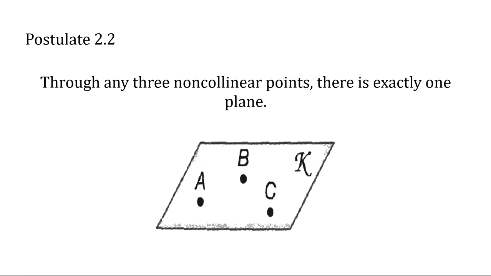Postulate 2.2 talks about planes: through any three non-collinear points, there is exactly one plane. The points have to be non-collinear to make a plane. There can't be any more than one. There can't be two. There can't be three. It has to be one. Just one plane for three non-collinear points.